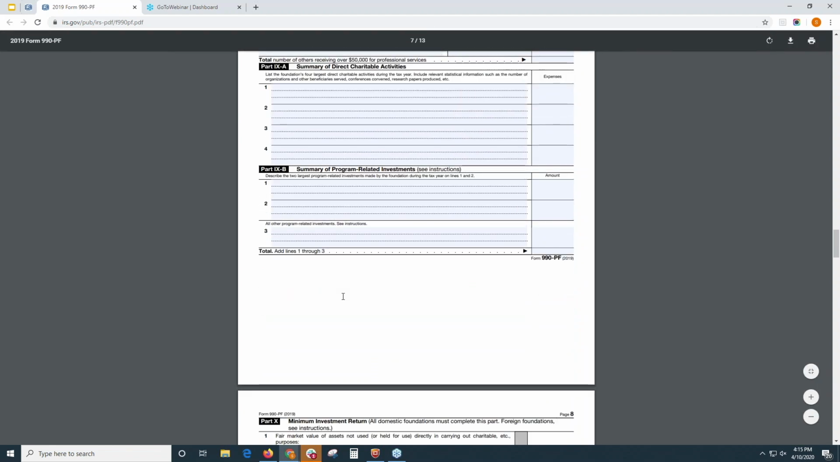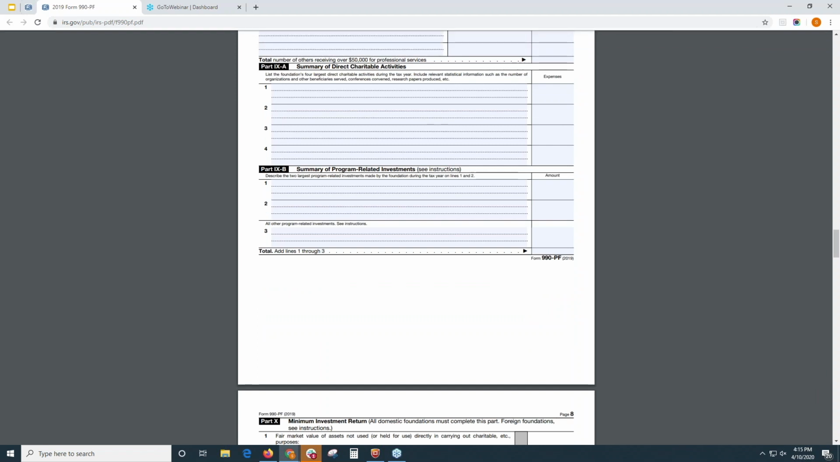And then in Part 9, Section B, the summary of program-related investments. You describe the 2 largest program-related investments made by the foundation during the tax year on lines 1 and 2. Line 3 is for all other program-related investments.